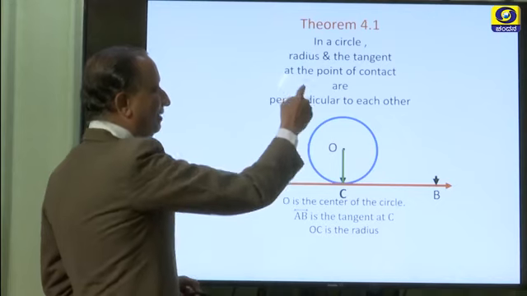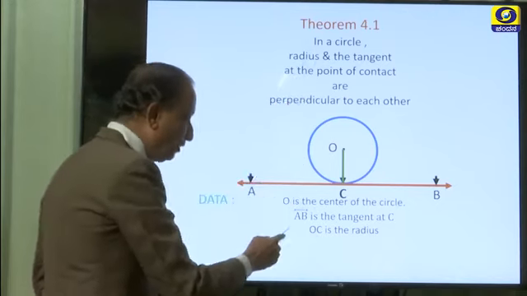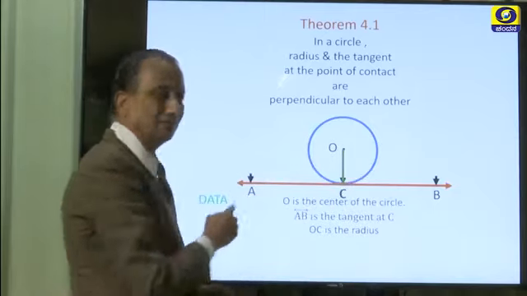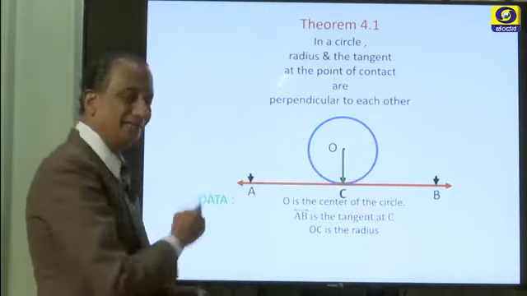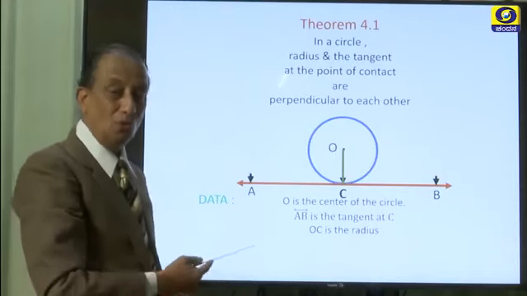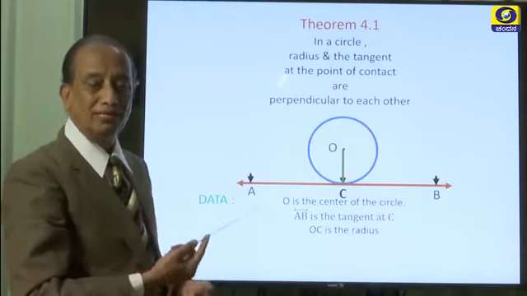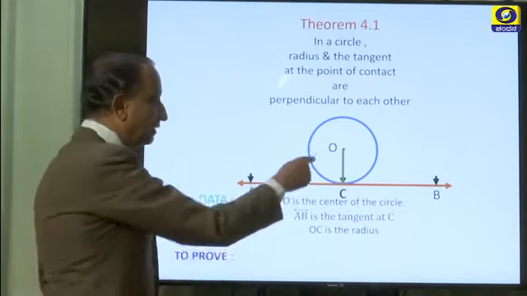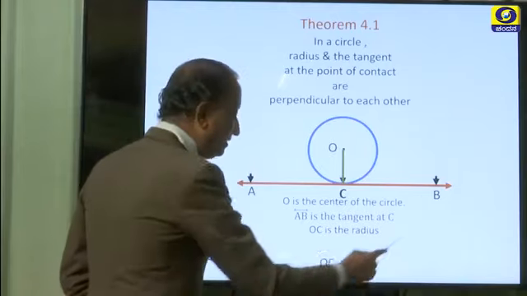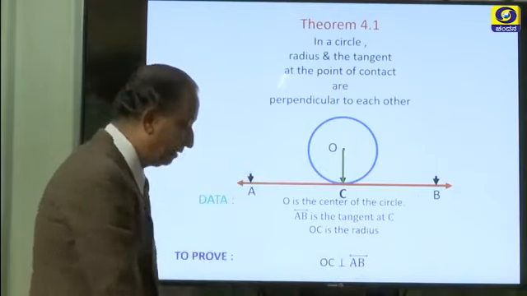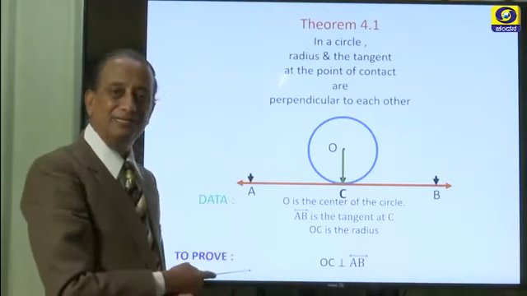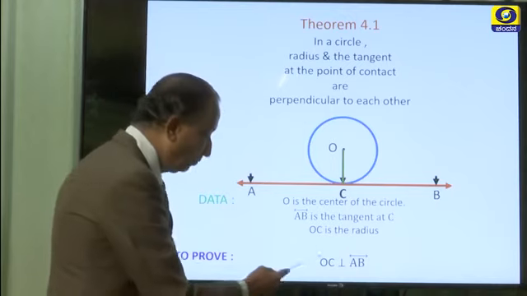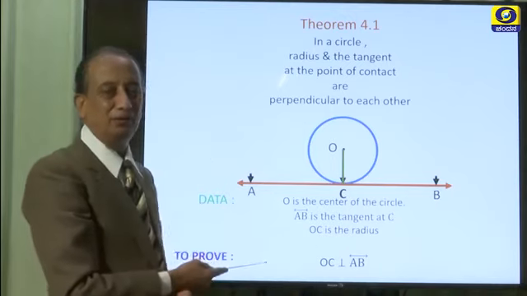So, by reading the theorem, the general enunciation, we should be able to write down whatever is given as per this figure. Having written the data, now we have to find out what is to be proved, what is to be established. We have to prove that this radius and this tangent at the point of contact are perpendicular to each other. Look, this is the symbol for perpendicular. So, OC is perpendicular to AB.